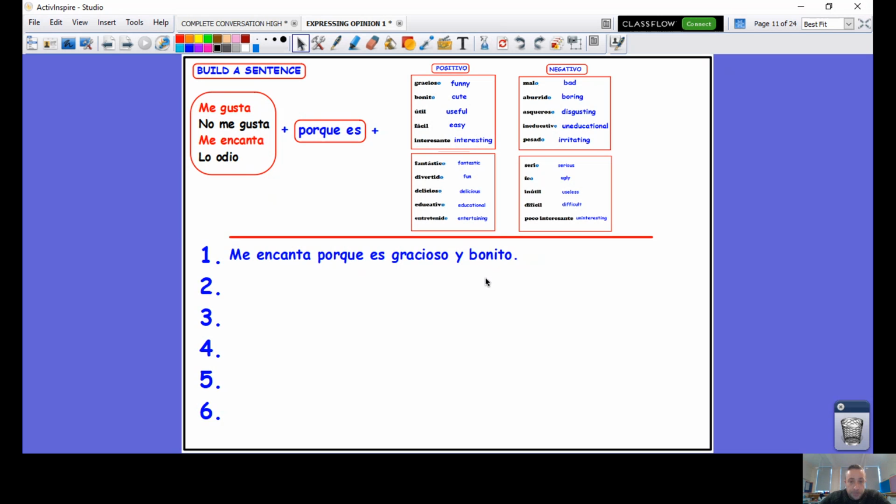Your turn. Here comes your first picture. Remember your structure. Sentence starter. Porque es, and include either one or two adjectives. If you include two adjectives, you must connect them with y. Here's your first picture.